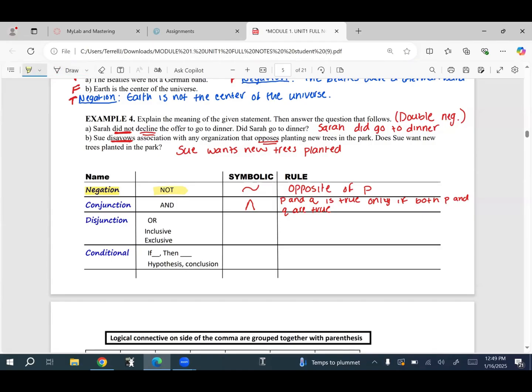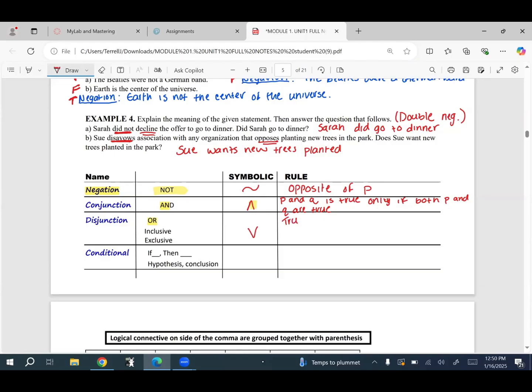So you do need to know what the symbol for and looks like. You don't need to know that it's called a conjunction. I'm not going to test you on that specifically, but you just need to know the symbol for and the rule. Okay, next is or. Again, you don't need to know inclusive, exclusive, or that it's called a disjunction. I just want you to know or, and the symbol for or is a V. And here is the rule for or.